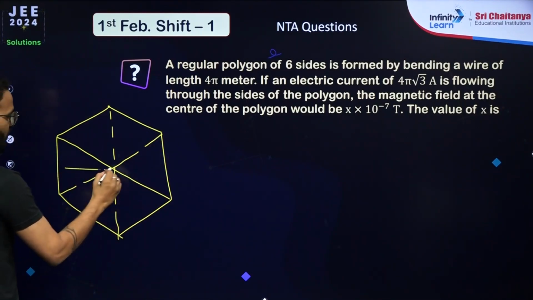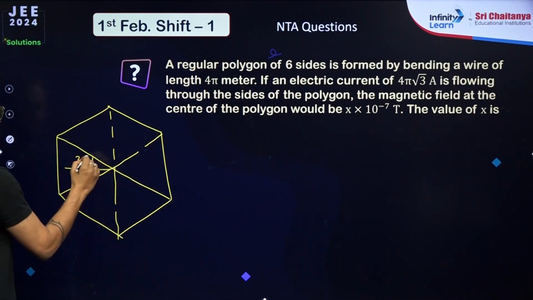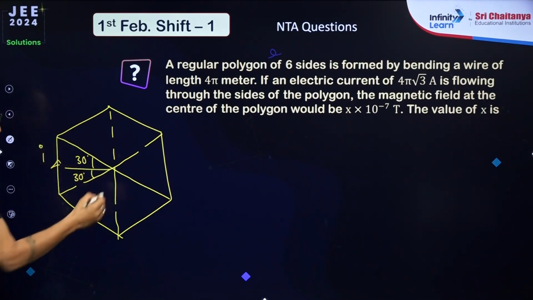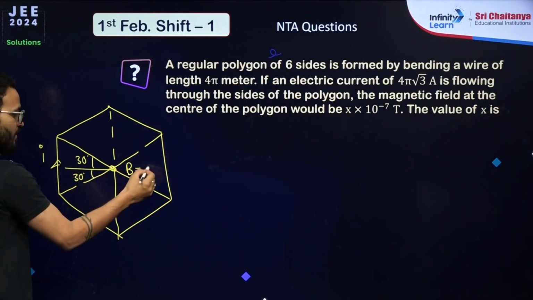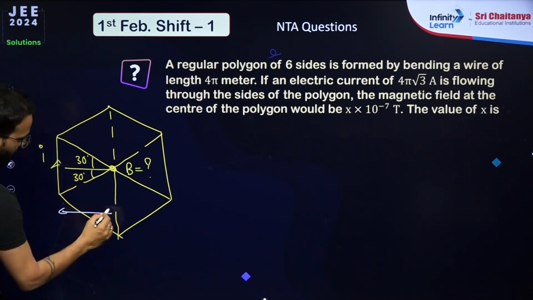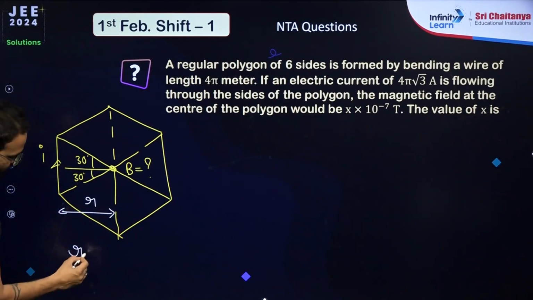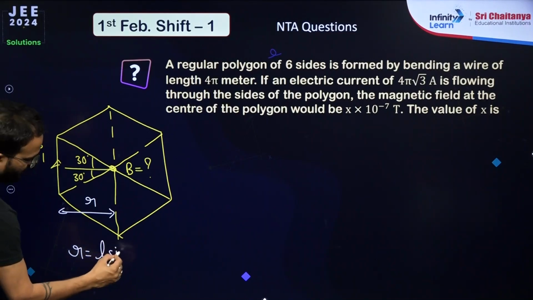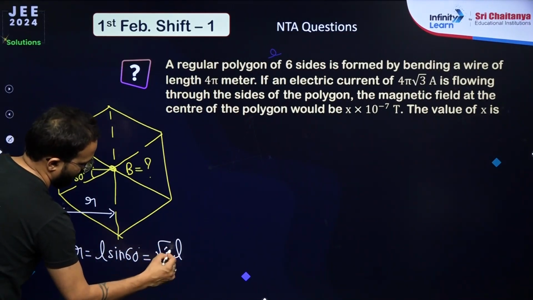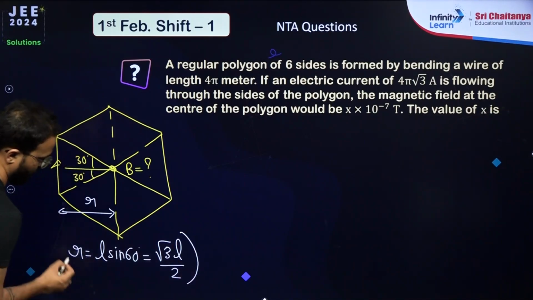Okay. So what is this? This will be 30 degrees. This will be 30 degrees. Current will be I like this. We have to find out the magnetic field here. And this distance will be R, and generally R is L sine 60, that is root 3 L by 2.